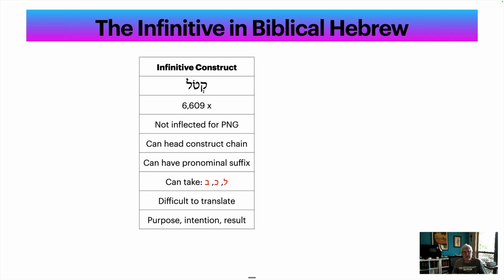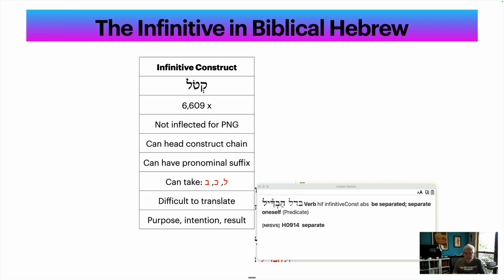So in the case of the construct infinitive, it occurs more than 6,500 times in the Hebrew Bible. It's not inflected for person, number, or gender. It can be part of a construct chain. It can also have a pronominal suffix at the end. And at the beginning, it can take the prefix le, k, or b. Kind of difficult thing to translate into English, but the basic idea, it expresses intention, purpose, and result.